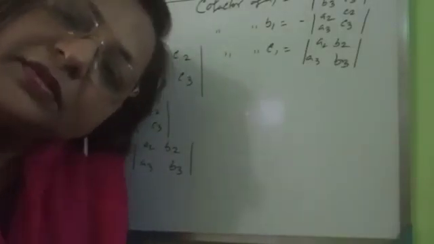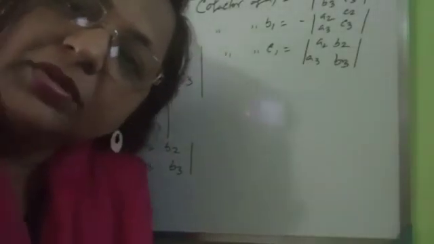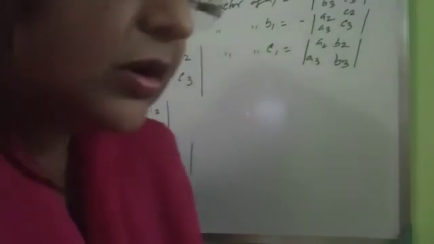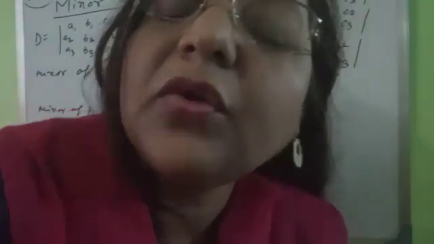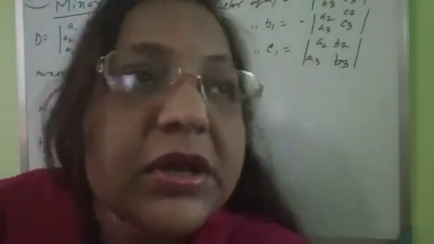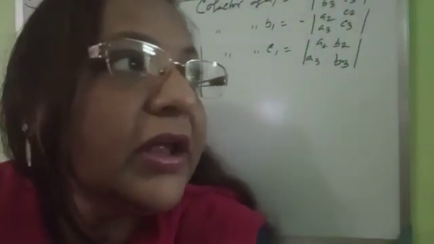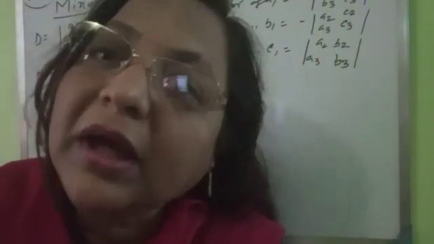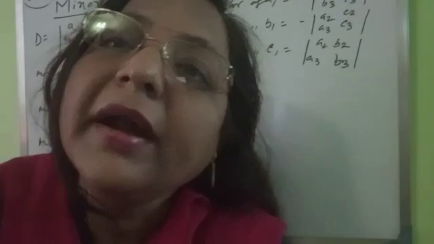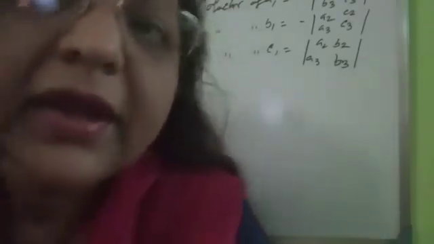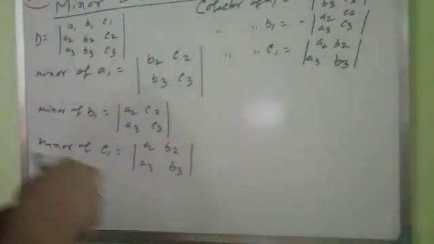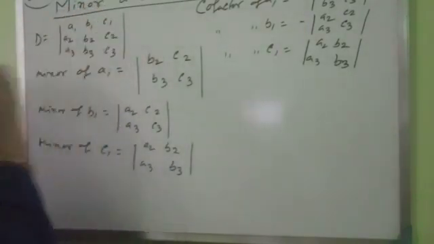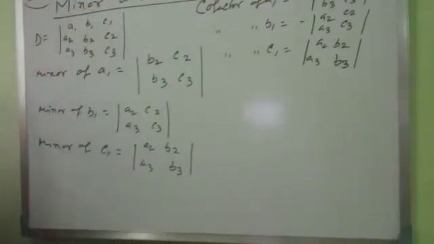Class 12. This session we will discuss the minor and cofactor of a determinant. Already I have explained what a determinant is and how to write it. Let us write the determinant again. Let A1 B1 C1, A2 B2 C2, A3 B3 C3 be the determinant D.